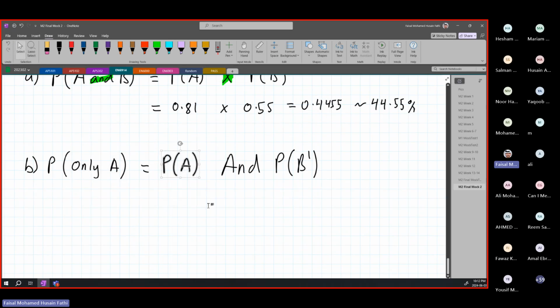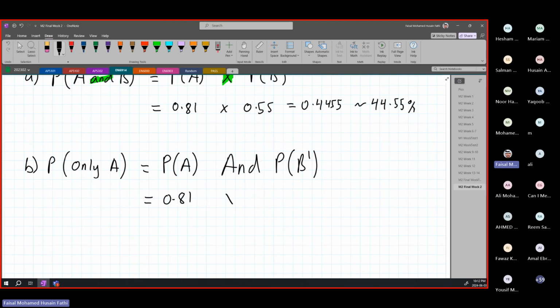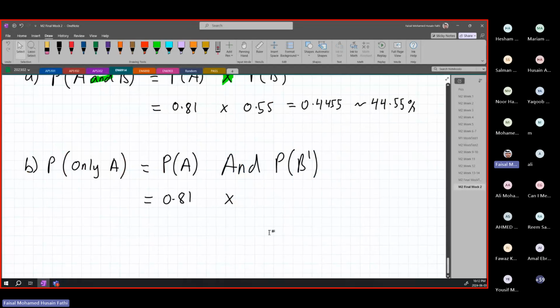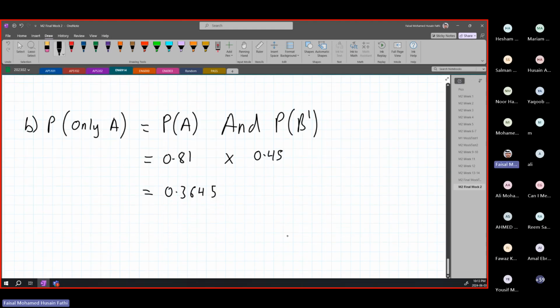All right. So now we can just plug in our 0.45 here, because when we're talking about only A happening, we only want A to happen and B not to happen. So this is going to be 0.81, which is the probability of A, and means multiplication, and the probability of B not, as we have found it here, is 0.45. So times 0.45, this is going to be equal to 0.81 times 0.45. You get 0.3645. All right. Let's look at part C.